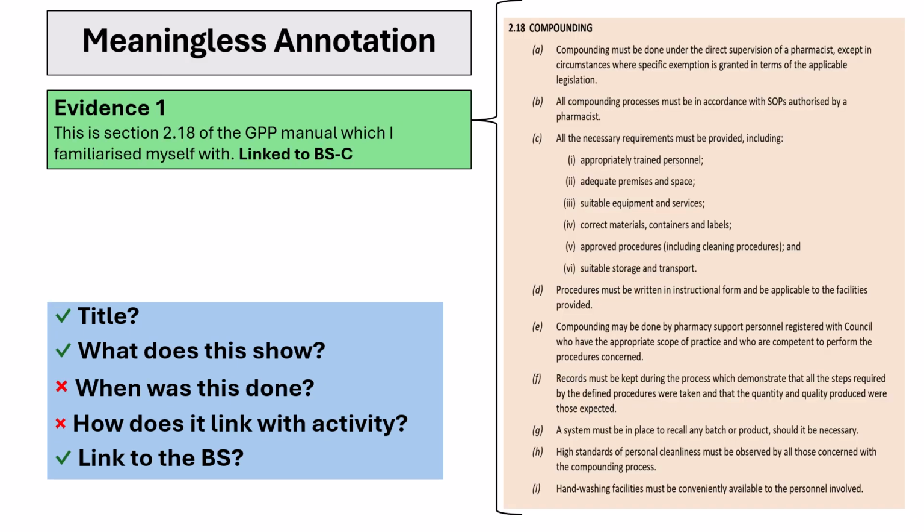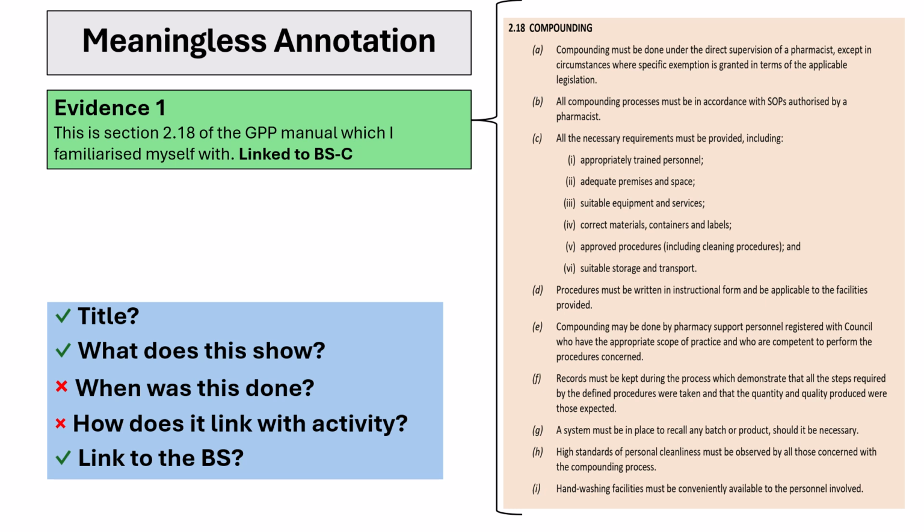Again, here we've got not so good annotation, but let's see what they are saying. So this is evidence 1 again, and then they are including a section of the GPP manual, which is section 2.18, which they familiarize themselves with, and it's linked to a specific behavioral statement. There's a title, evidence 1, and they're stating what this shows, section 2.18 of the GPP, and they familiarize themselves with it.